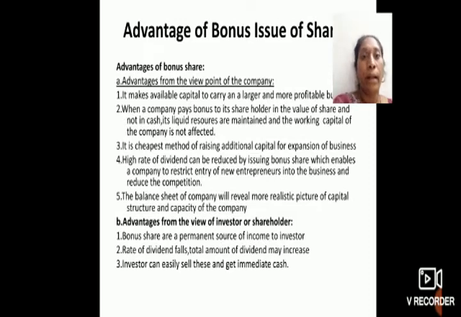For example, 50 lakhs is distributed as dividend at 10%. But a bonus issue of shares increases the amount from 50 lakh to 1 crore, and the dividend rate goes from 10 to 5. So the dividend rate has been reduced, but the total amount of dividend has increased.